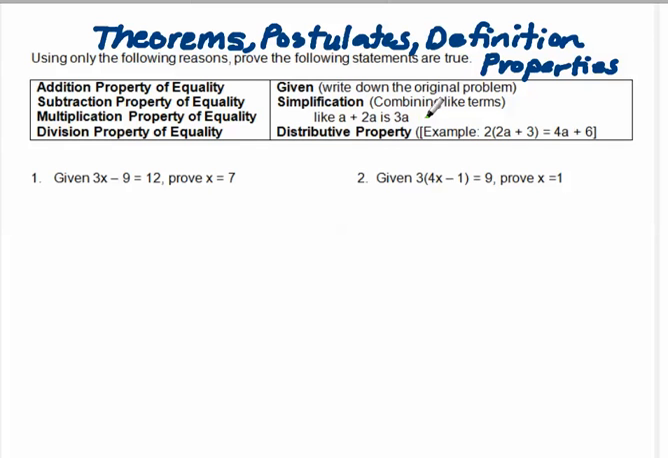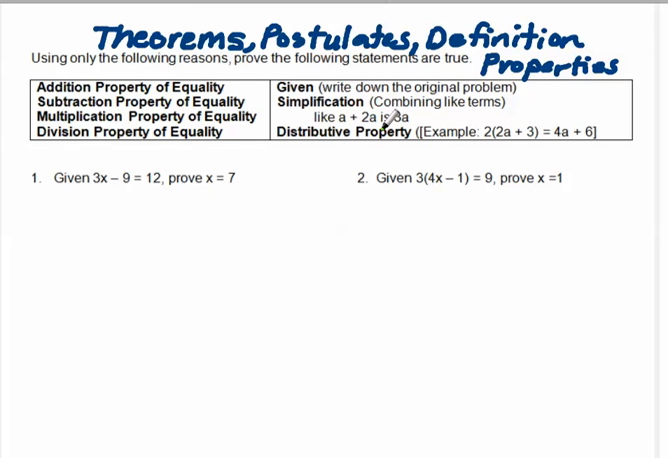Simplification. The difference between simplification and all of these properties of equality is that when you simplify, you don't actually change the amount or the value of the sides of the equation. You're not adding, subtracting, multiplying, or dividing. You're doing things like combining like terms. Or you could be rearranging the equation, but you're not changing the value of it. Okay? So that's one reason that I want to add on.